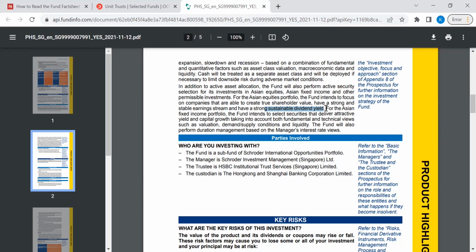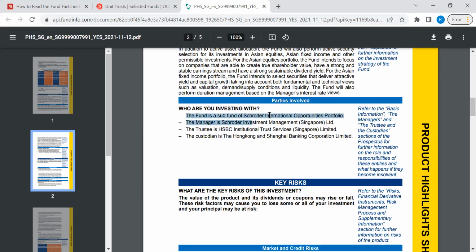Just for example, for the Asian fixed income portfolio, the fund intends to select securities that deliver attractive yield and capital growth, taking into account both fundamental and technical views such as valuation, demand, supply condition, liquidity. The fund will also perform duration management based on the manager's interest rate review. So they are also going to position themselves according to their own perception of whether interest rates are going up or going down.